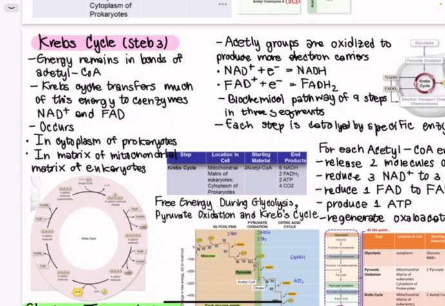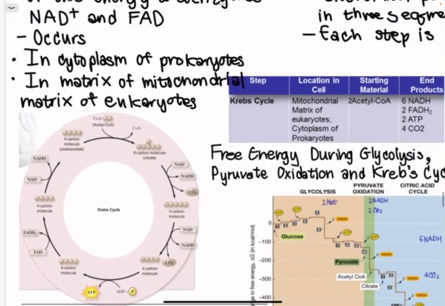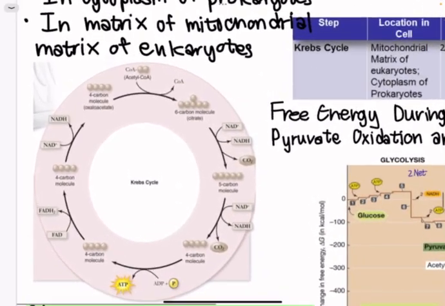Step 3. Krebs cycle. Energy remains in the bonds of acetyl coenzyme A. The Krebs cycle transfers much of this energy to the coenzymes NAD+ and FAD. It occurs in the cytoplasm of prokaryotes and in the matrix of the mitochondria of eukaryotes. This is a picture of the Krebs cycle.